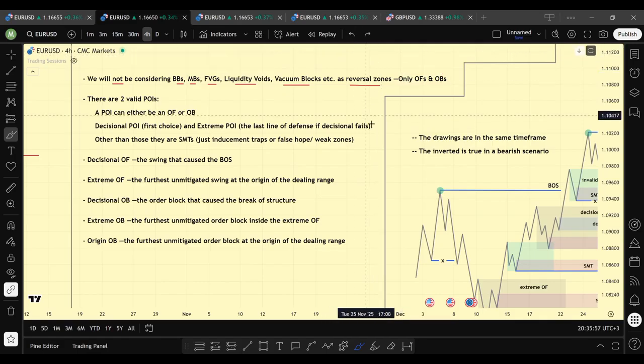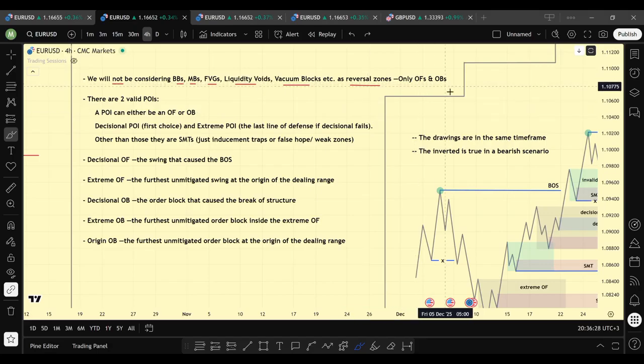This is very important because sometimes in your analysis you may see a reaction from a breakup block, or a mitigation block or a vacuum block, or any fair value gap, and you may decide to take that. But just know that once you do that, you're not following true SMC, because in true SMC we don't use those as reversal zones. We only use the order flows or the order blocks.